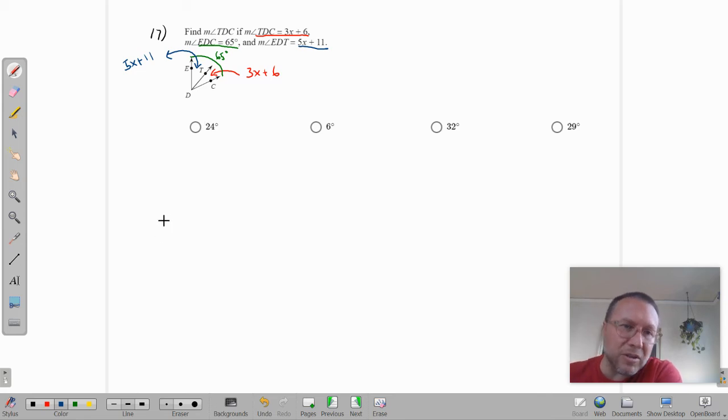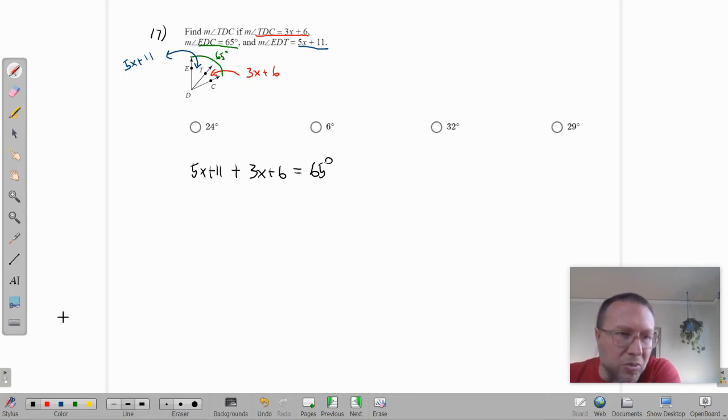equal to 65 degrees. Now that I've got my diagram, and setting up the diagram is so important, I just need to add that part, which is 5x plus 11, plus the other part, which is 3x plus 6. And then that's going to equal the whole thing, which is 65 degrees. So don't try to set up this equation without having labeled that diagram first. You're just more likely to make a mistake, and it's more confusing.